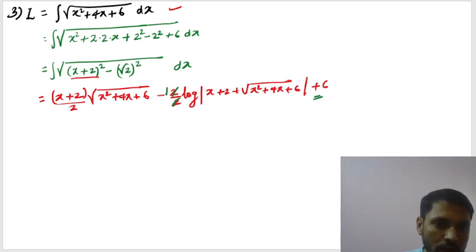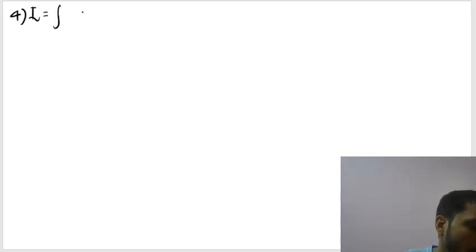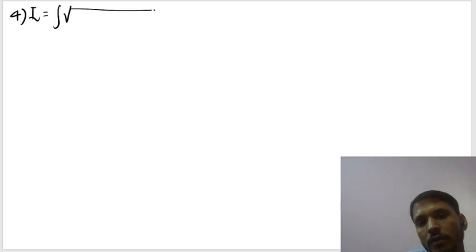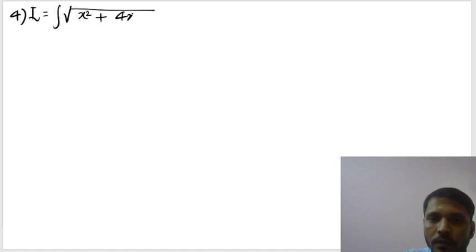Now we are going to move on to the next question. That is question number 4. So what is question number 4 here? So we have given I is equal to integration of what? Under root of x square plus 4x plus 1 into dx.